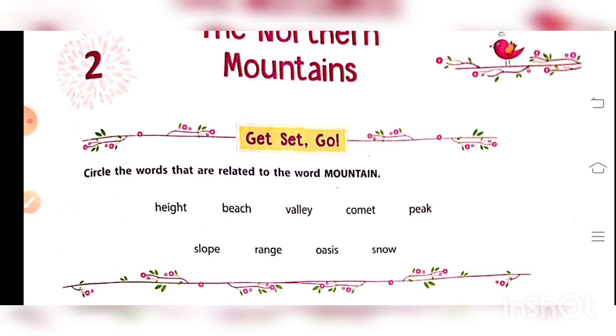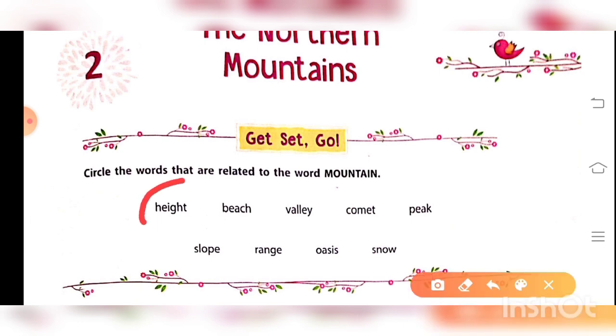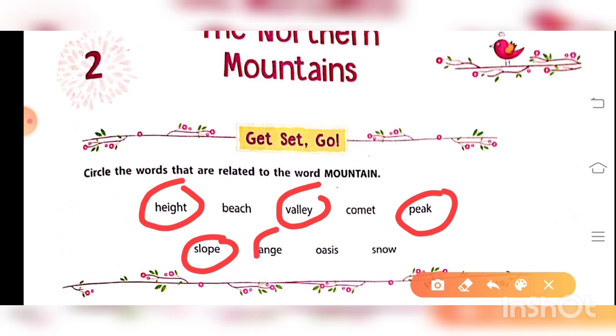So let's see. First, height, valley, peak, slope, range and snow. So students, these 6 words relate to the mountain. We can see the height of a mountain, and there are valleys in the mountain, and there are peaks in the mountain, and there are also slopes. And there are ranges, and there is snow in the mountain areas.